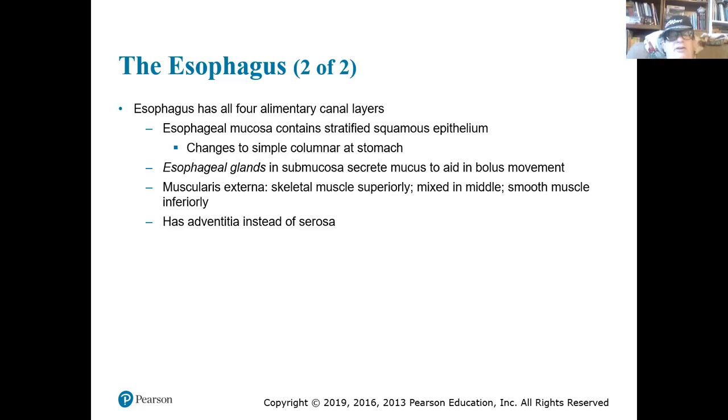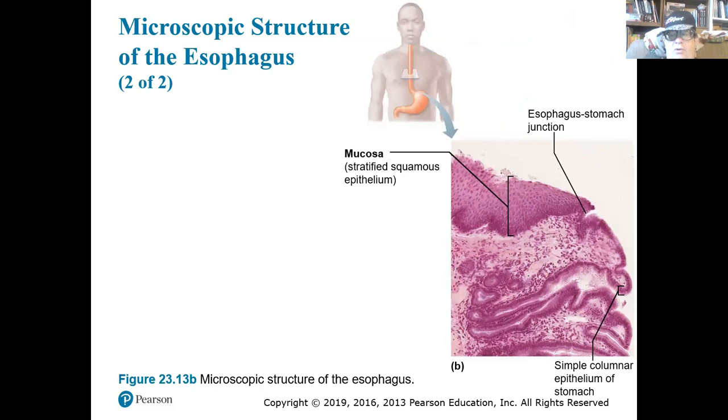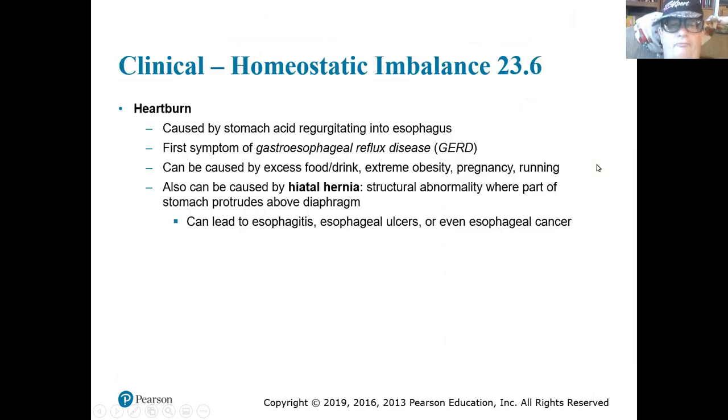Okay. We already talked about the adventitia. So here we got the layers. We have our 4 layers: the mucosa, the submucosa, the muscularis externa, the adventitia. Let's just move on. You got the layers. All right. So you can see the change from stratified squamous right here. And at the junction of the stomach, we switch to simple columnar.